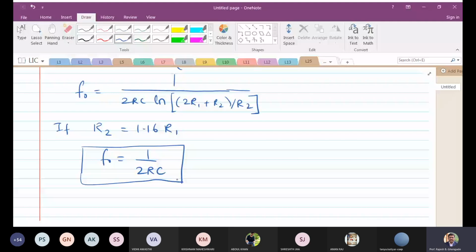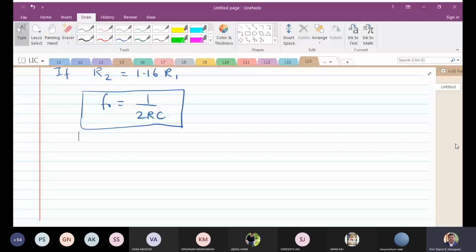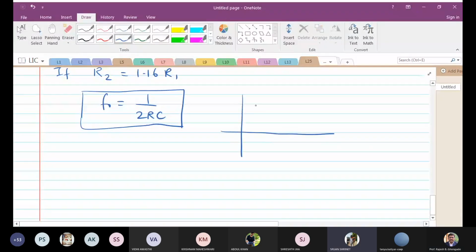Okay. So there is a slight modification to this. This is going to give you a 50% duty cycle. What is a duty cycle? For a square wave, if you measure the period, this is the total period T, and if this is T on, this is T off.